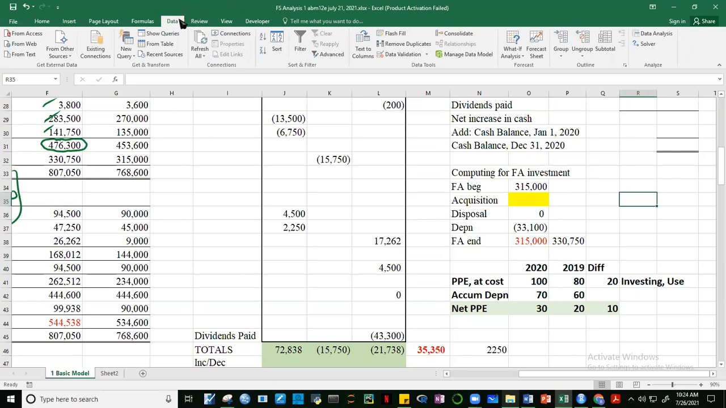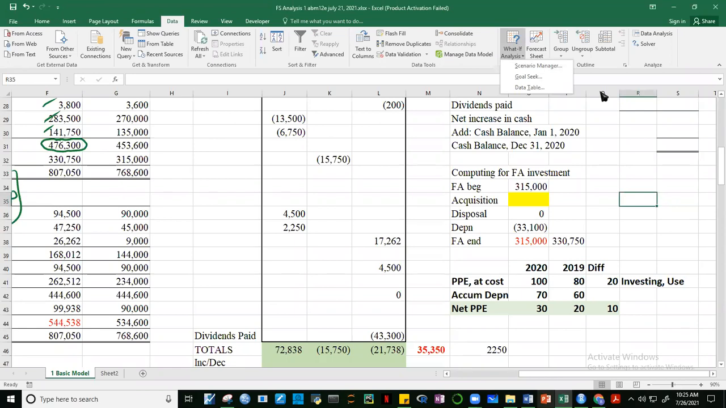Nakikita nyo dito sa dulo, sa isang tab, nasa forecast, makikita nyo dapat yung what if analysis. Paki-chat nga, guys, kung nakita nyo yung what if analysis, before I continue. Kung yes, thank you. Okay, good. Yung iba, guys? Okay, so andito si what if analysis. Click this.